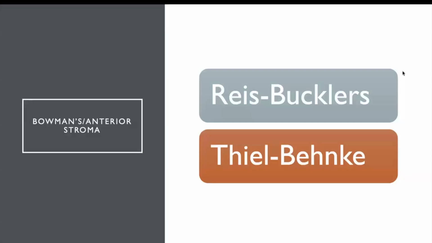We can then go back a step. Some people group this with the epithelial dystrophies, but really from a microscopic and histological point of view, it's more affecting the Bowman's or anterior stroma with these two.